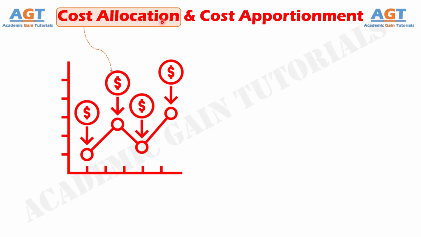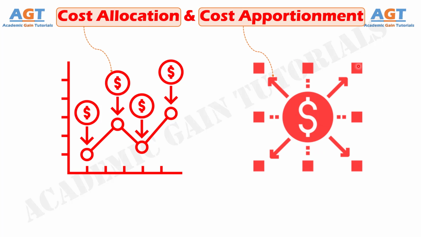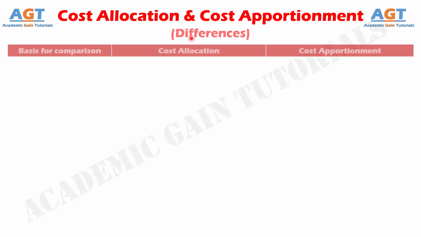On the other hand, when the cost items cannot be outrightly charged to or accurately traceable to a particular cost center, then such items of cost are prorated amongst various cost objects on an equitable basis. This process is known as cost apportionment. It is the distribution of different items of cost in proportions to the cost unit or cost center on a suitable basis. So, let's look into the basic differences between cost allocation and cost apportionment in a tabular form.